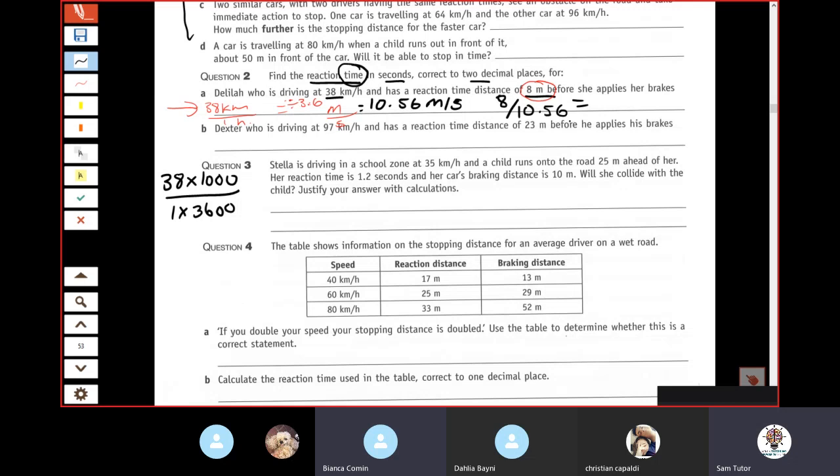0.757. Yep. I just want to emphasize something. I just want to have a look at something real quick. And it says correct to 2 decimal places, so my answer would be 0.76 seconds. You agree with that? Mm-hmm. Anybody not agree?